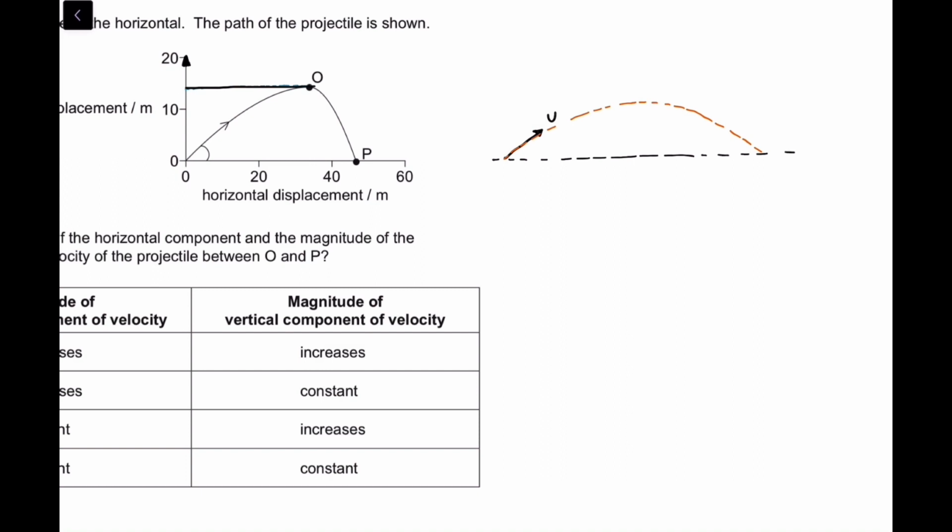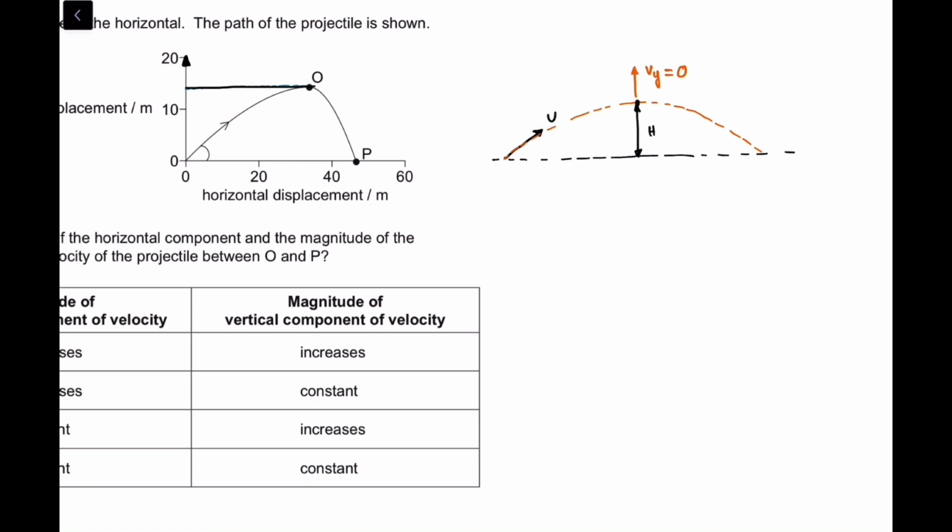At the highest point, suppose this is the maximum height h of the projectile, the velocity of the projectile Vy along the y-axis is 0. Why is it 0? Because if it had been more than 0, it would go further up. But it's not going up anymore. This is the maximum height.